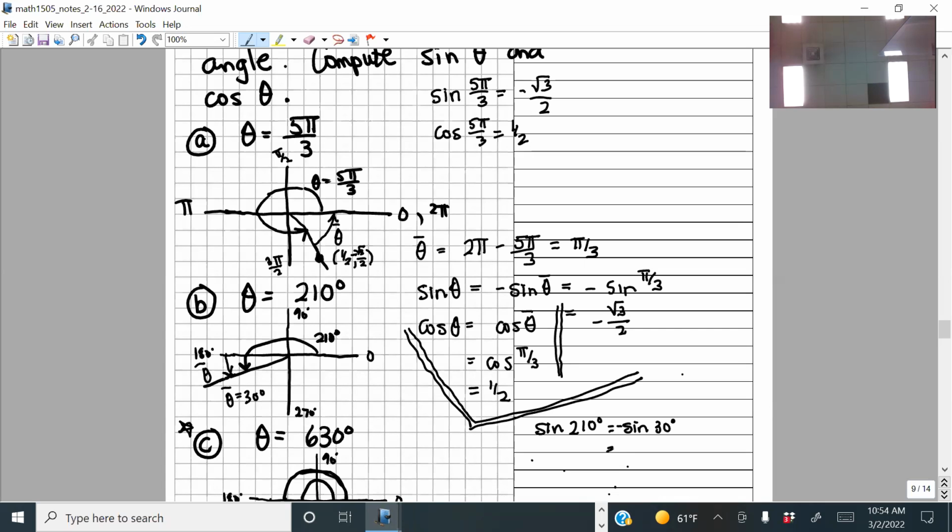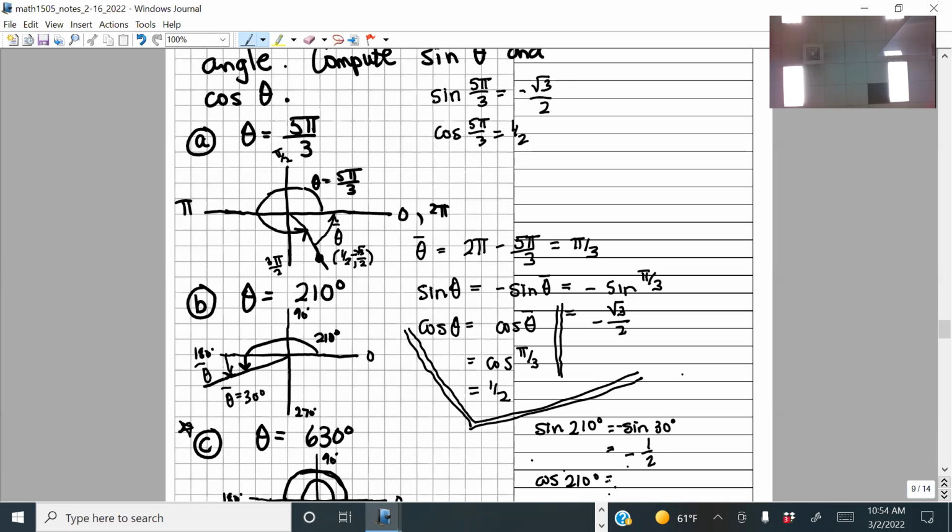Now you just have to remember, what's the sine of 30 degrees? Can you all remember the sine of 30 degrees? That's one you need to learn. 30 degrees is pi over 6 in radians, but what's the sine of pi over 6? It's 1/2. So just put a minus there. So there's our sine: sine of 210 is minus 1/2.